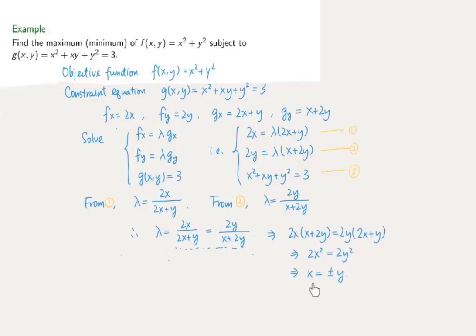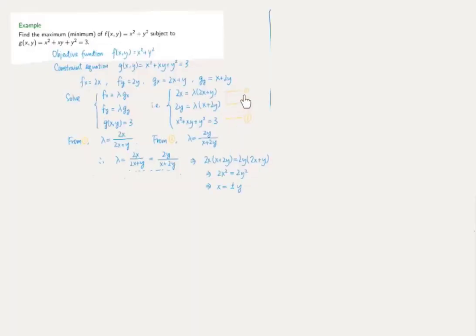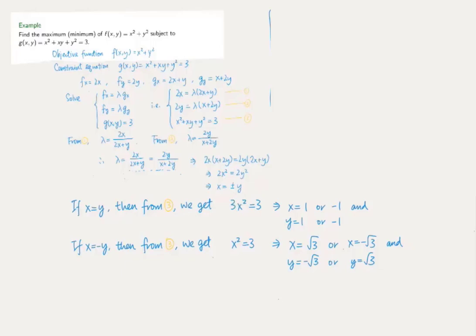Solving this equation gives x equals y or negative y. We have made use of equations 1 and 2 to get x equals y or negative y. Now substituting each case into equation 3, if x equals y, then substituting into equation 3 gives, when x equals 1, y equals 1, or when x equals negative 1, y equals negative 1. Whereas if x equals negative y, then solving equation 3 will give these 2 points.